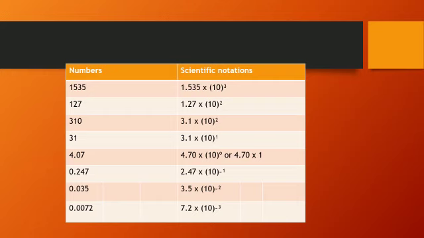The other number is 0.242247, written as 2.47 into 10 raised to power minus 1. The next number is 0.035 and it is written as 3.5 into 10 raised to power minus 2. 0.0072 is written as 7.2 into 10 raised to power minus 3.